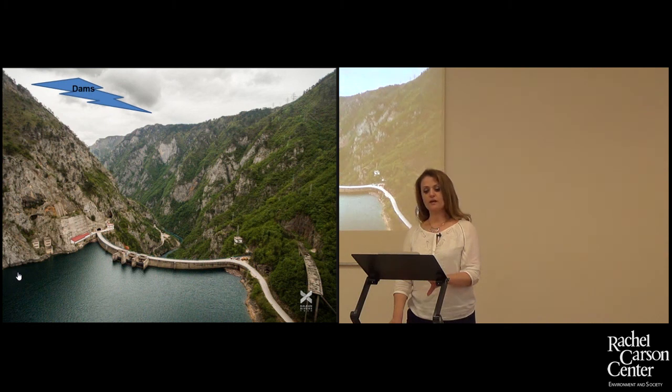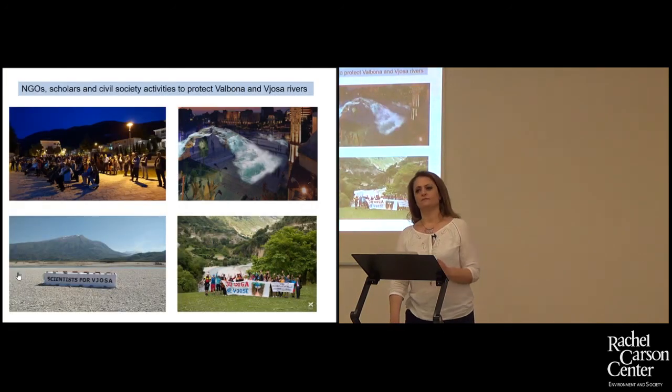On Valbona River, 3 dams are being built out of 12 that were planned, and 25 are planned to be built on Vjosa River. Both these rivers are within the Valbona National Park and Vjosnarta protected landscape categories. In this case, the question, protected or not protected, applies better than anywhere else. But there is a movement going on at this moment in Albania where NGOs, scholars, civil society are getting together and protesting against building these dams on their pristine rivers.